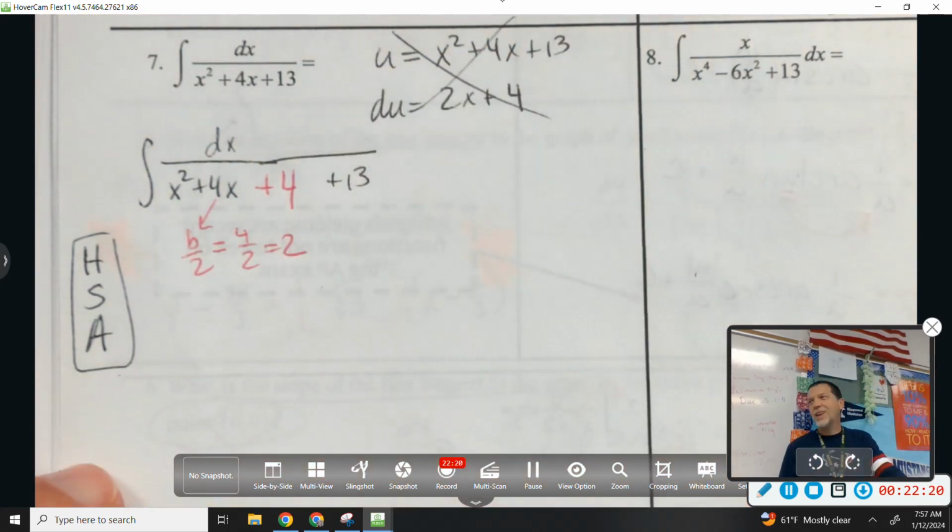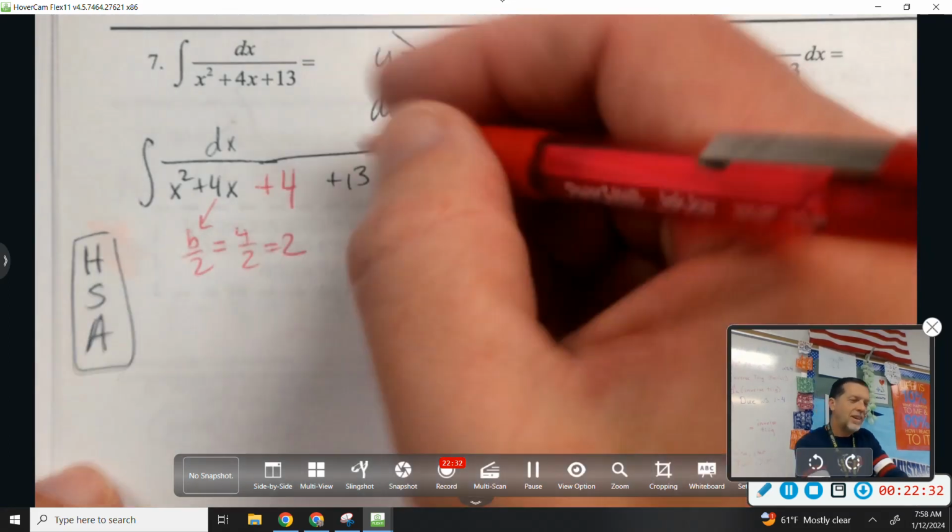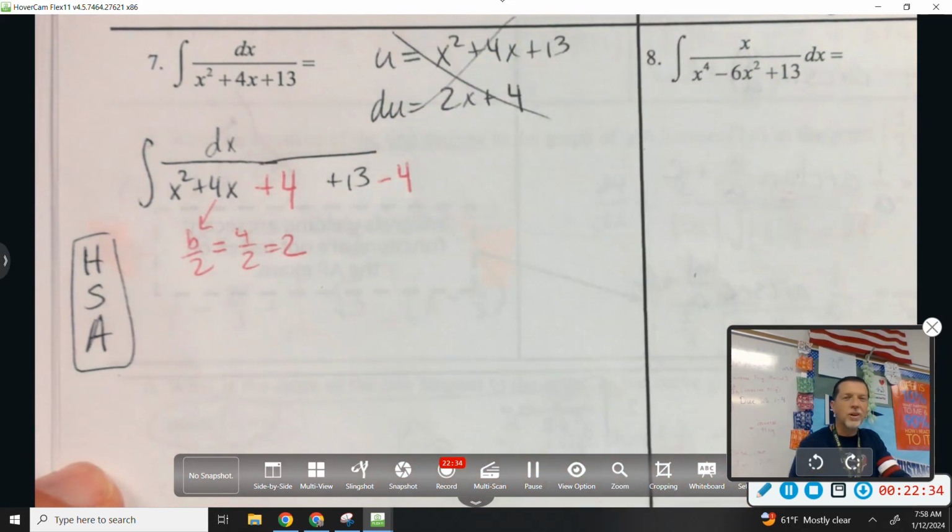But I can't just go sticking plus 4s in places. That's not legal. So how could I balance out the plus 4? Well, what's the opposite of adding 4? Subtracting 4. So I could subtract 4 later in the same line. So I haven't changed anything, I just rearranged things.